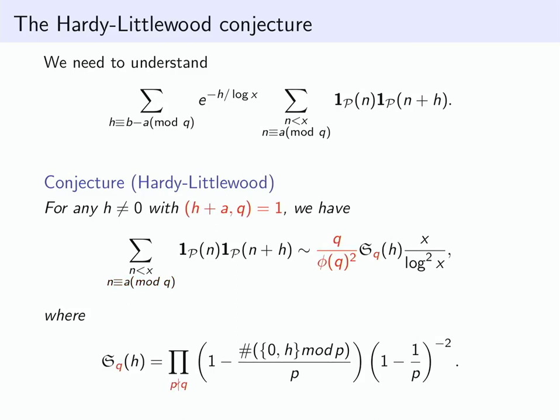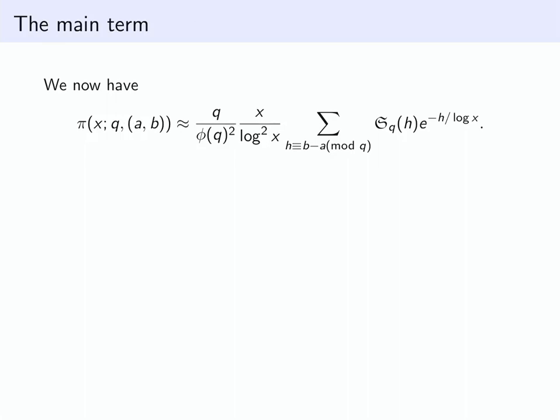All right. So this is the Hardy-Littlewood conjecture. And so we can just go ahead and take this, plug it in here, and use that to evaluate this sum. And what that gives us is this. All right. So now we have to understand what to do with this sum of singular series with this very smooth weight.